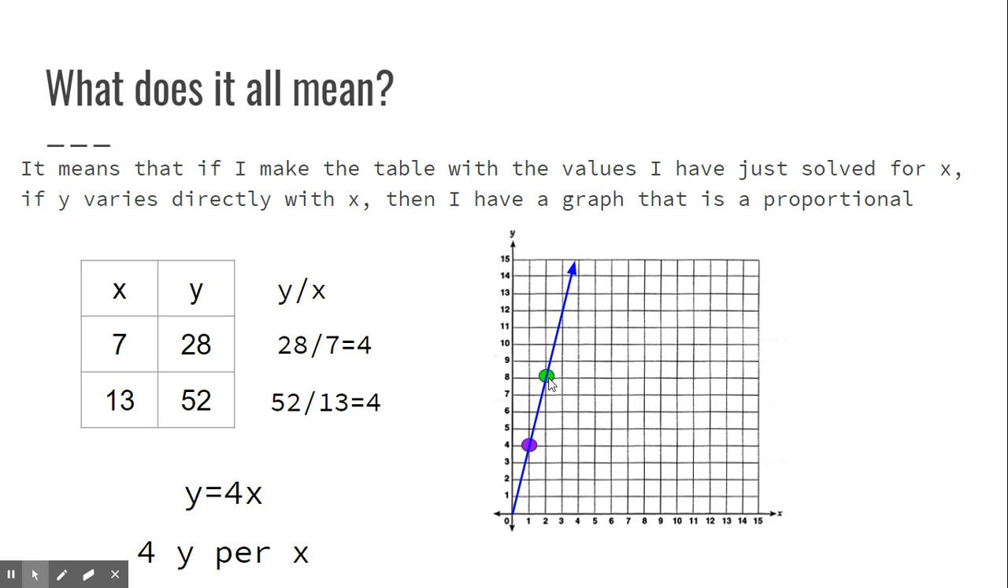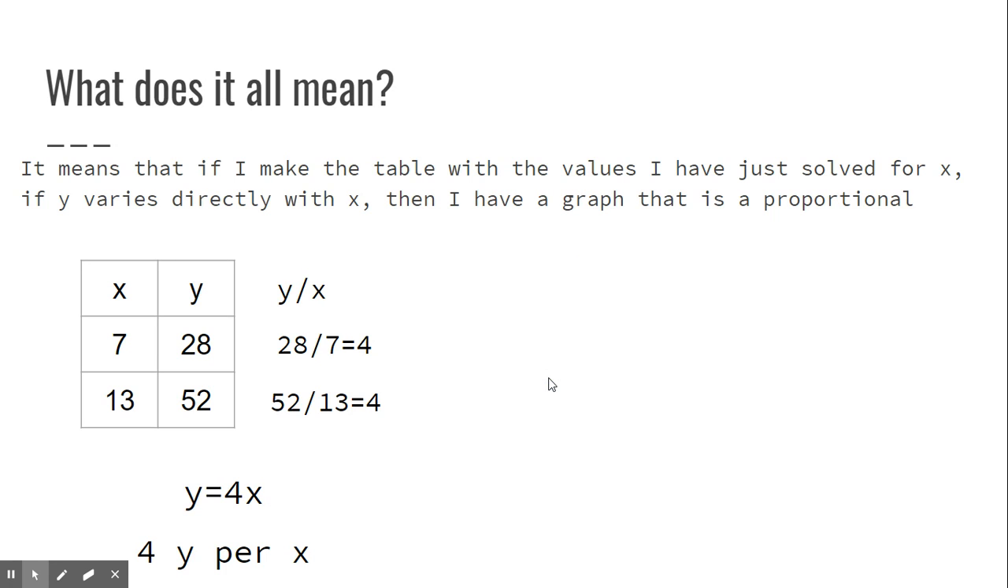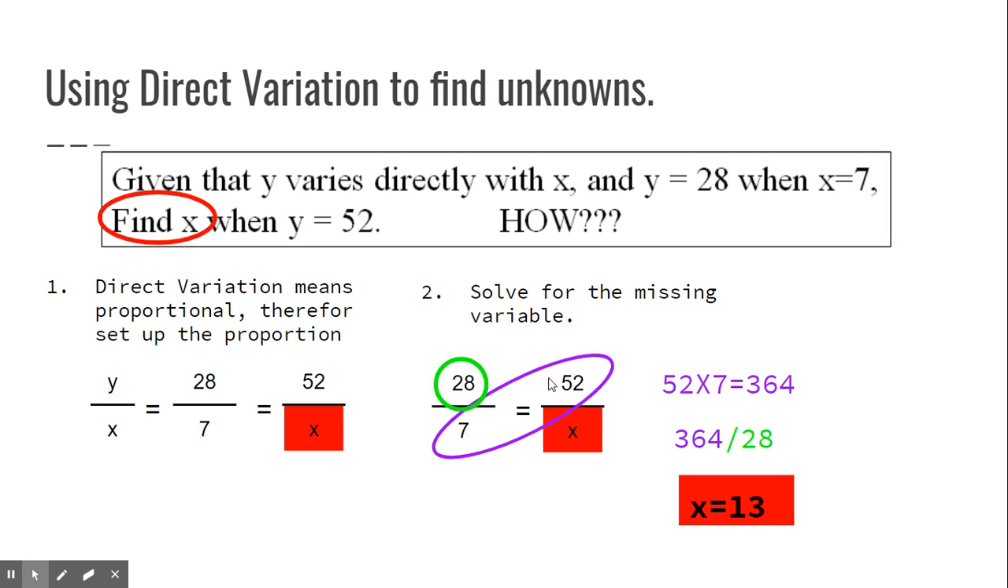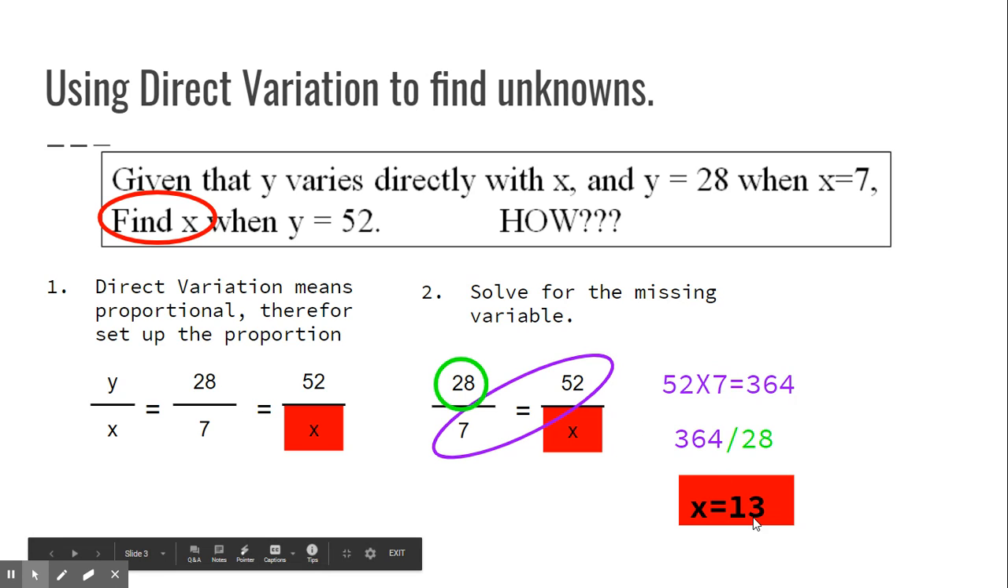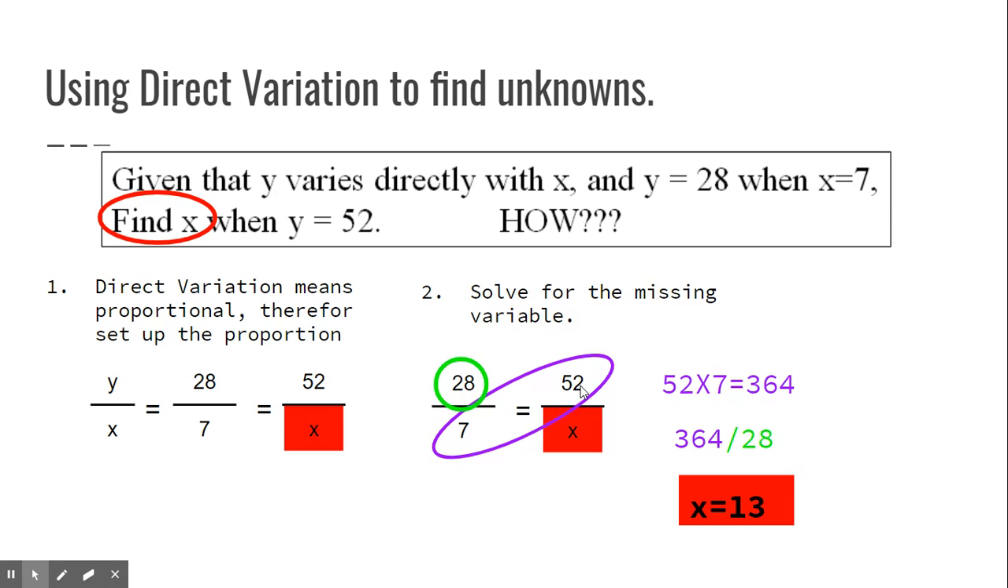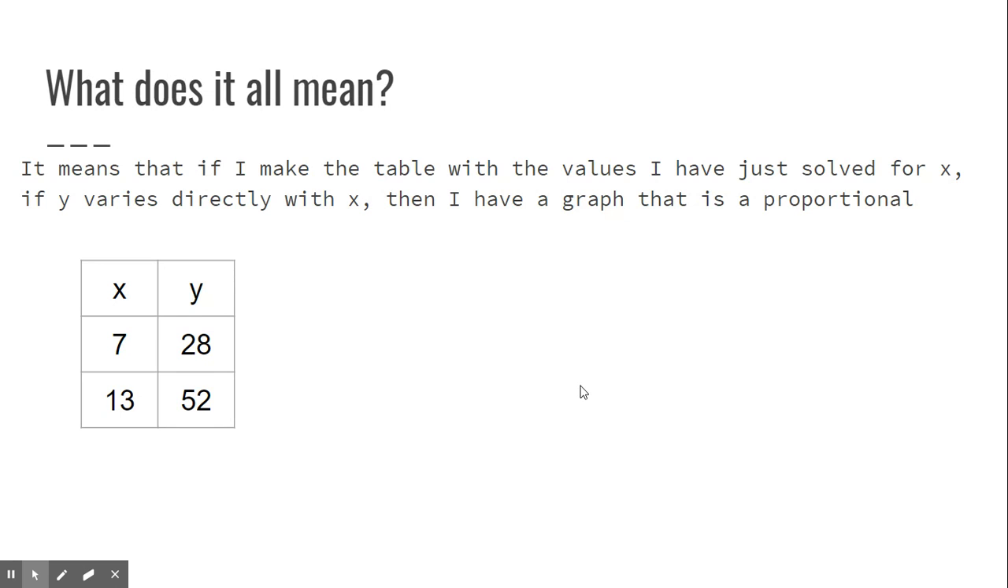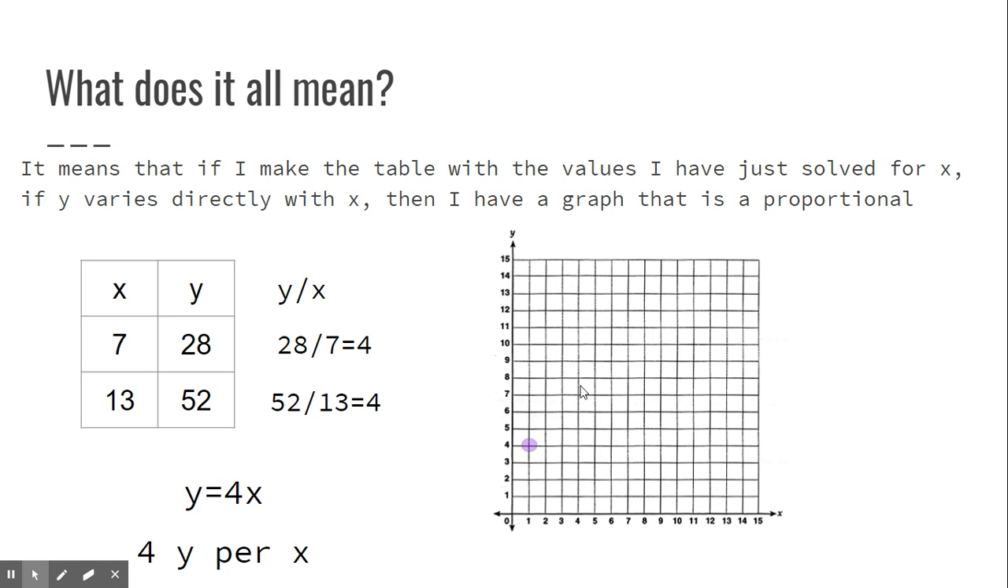I hope that helps you guys see why what we're doing is important. So I'm going to go back just to show you one more time. Here was my first point, 7, 28, that's my x and my y. When I solved for 13, this was my x, and my y I already knew was 52. So 7, 28, 13, and 52, that's what I put in my table. When I divided them, I got the same constant, which was 4. And that just means for every 4y, there's 1x, or for every 1x, there's 4y.